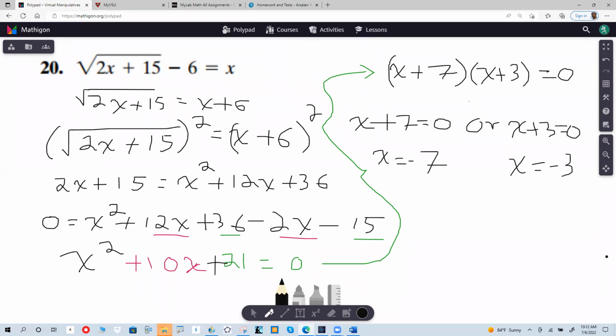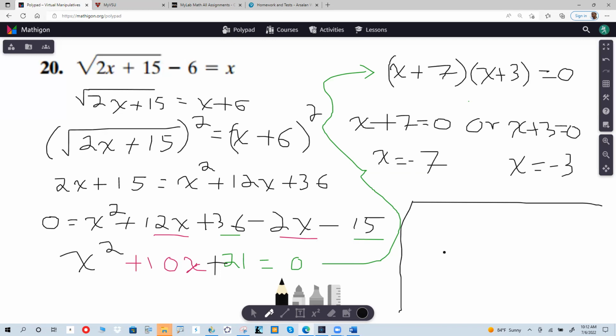Now I am going to go check, and I'm going to be a little quick, because you can almost do it in your head. When you replace x with -3, you're going to get -6. 15 minus -6 is 9, positive 9. Square root of positive 9 is 3, and 3 minus 6 is -3. So this one works out, and you can do it in your head easily.